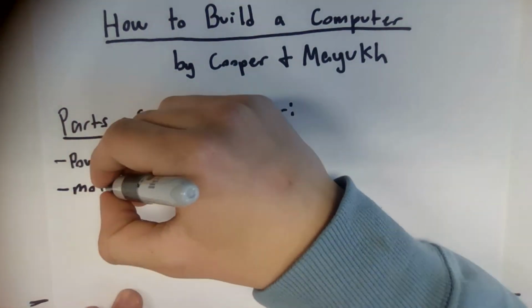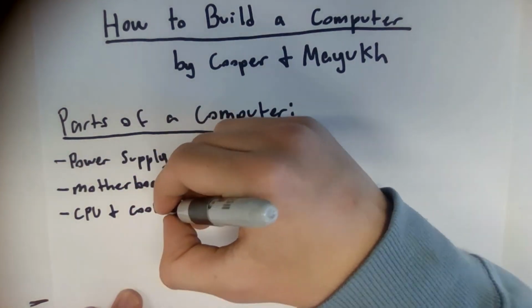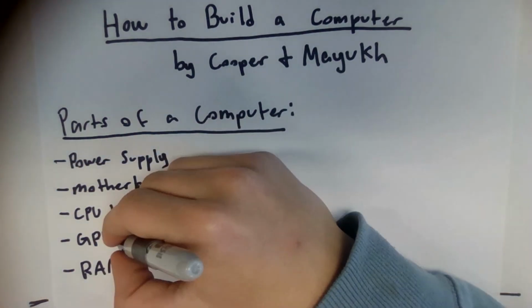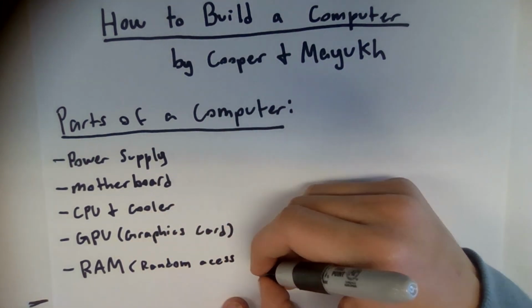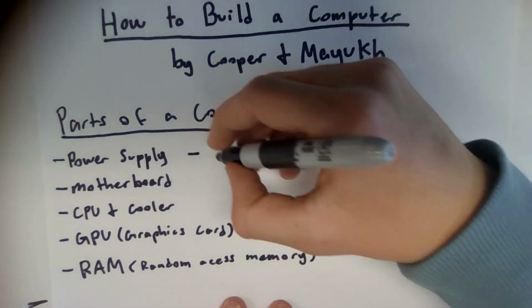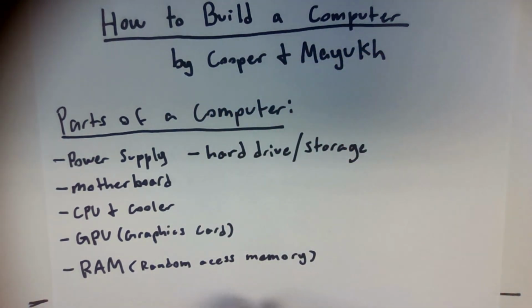First is the power supply. Second is the motherboard. The third is the CPU, or the central processing unit, and the CPU cooler. Fourth is the GPU, or graphics processing unit. Fifth is RAM, or random access memory, and the sixth is hard drive, or storage.